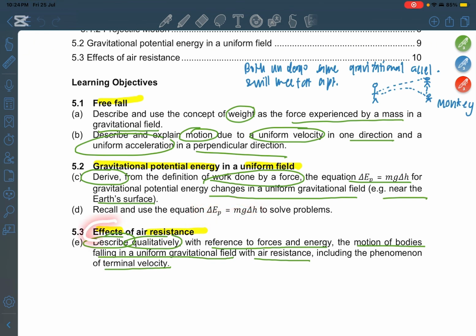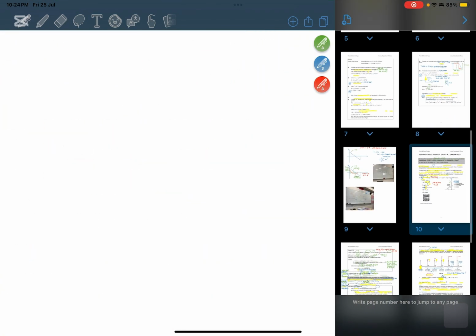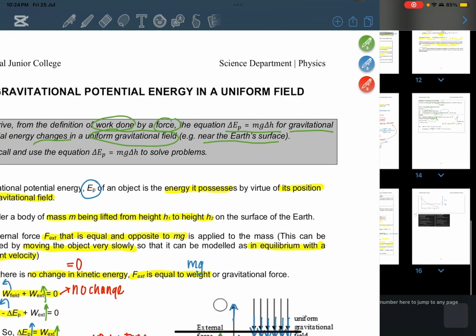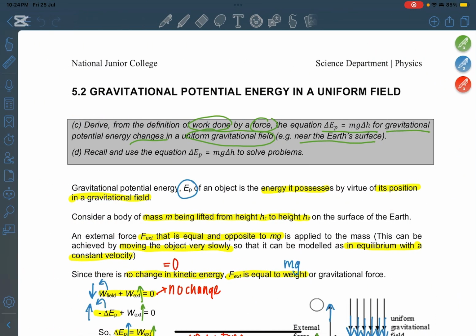And lastly, we're going to talk about the effects of air resistance and describe qualitatively, with reference to forces and energy, the motion of bodies falling in a uniform gravitational field with air resistance, including the phenomenon of terminal velocity. Okay, so let's move on to page 10, and we're going to extend it till page 19, so bear with me for a second.